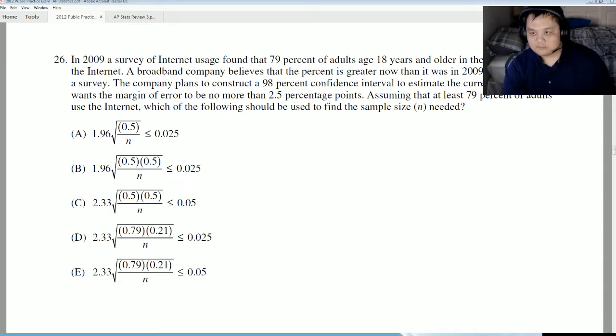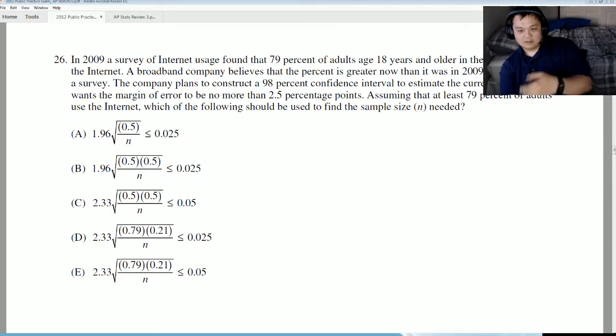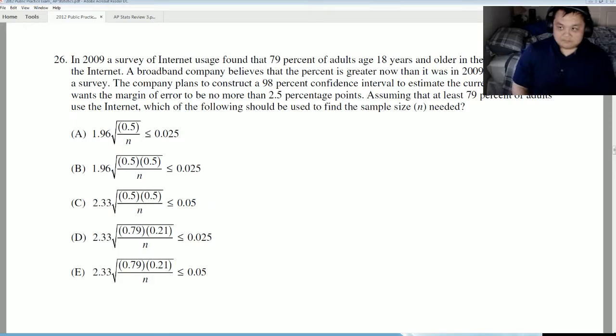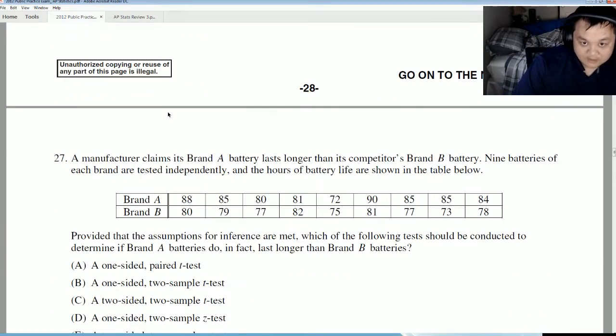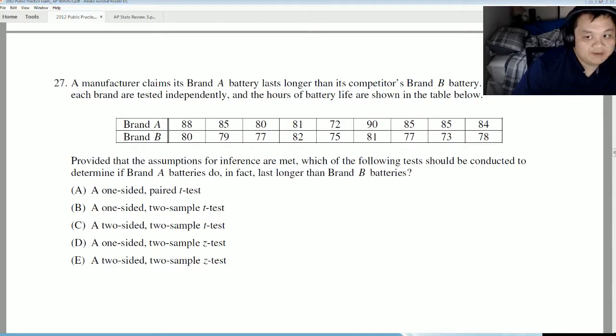I'll say it's D. Why is it not E? Why is it not less than or equal to 0.05? Margin of error is not 5%. Yep, that's it. That's the difference. Okay, good. 27.